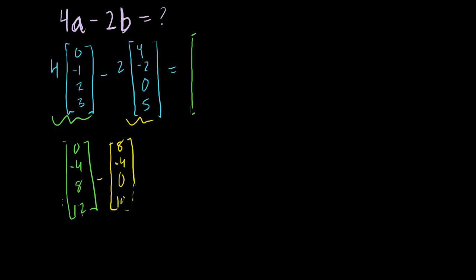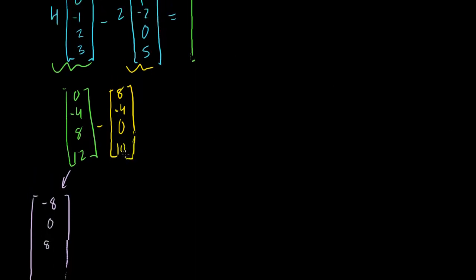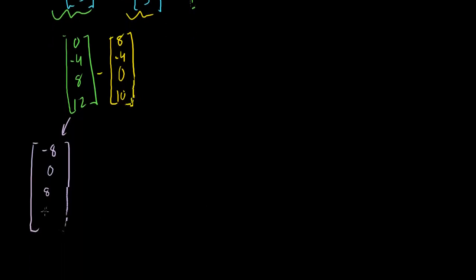The pen tablet seems to not work well on this part of my board, so let me just write it over here. What do we get? 0 minus 8, minus 8. Minus 4, minus negative 4. So that's minus 4 plus 4, so that's 0. 8 minus 0 is 8. 12 minus 10, so it's 2.